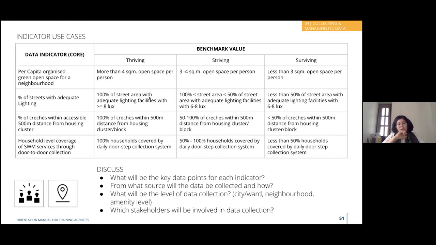What are the data points that we need? First, you identify the number of parks in that neighborhood, get the area of the neighborhood, then you divide by the population, which we have the data from either the urban local bodies or the ward level numbers.